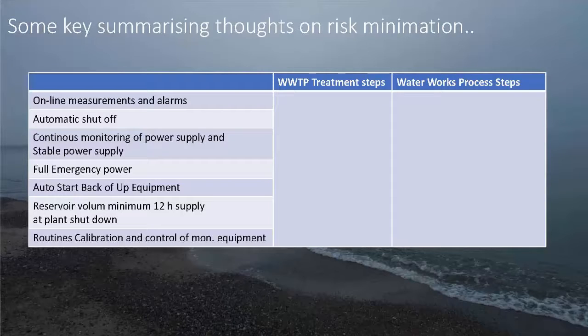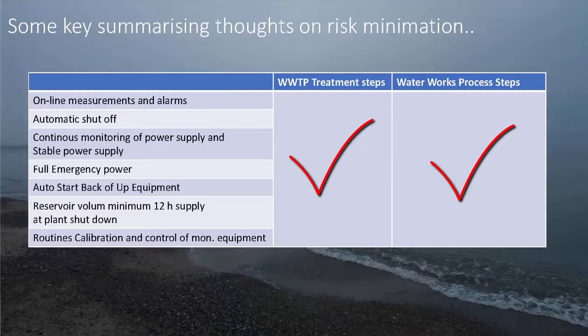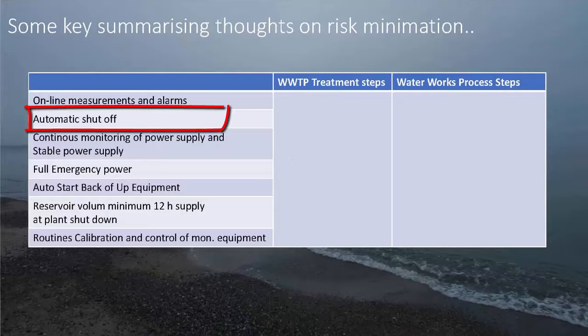First, we talked about online measurement and alarms. This, of course, you have in the wastewater treatment plant, you have it in the waterworks. Automatic shut-off. This is something you have to see when that is needed. Also, if it comes from the wastewater treatment plant, how does it affect the waterworks?